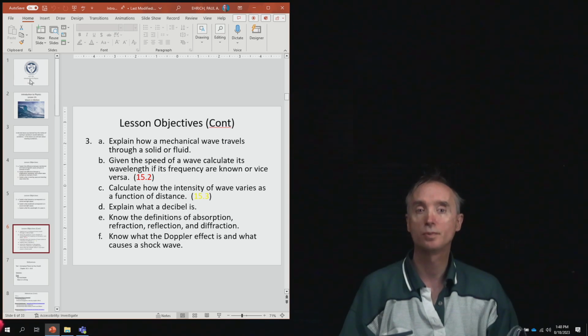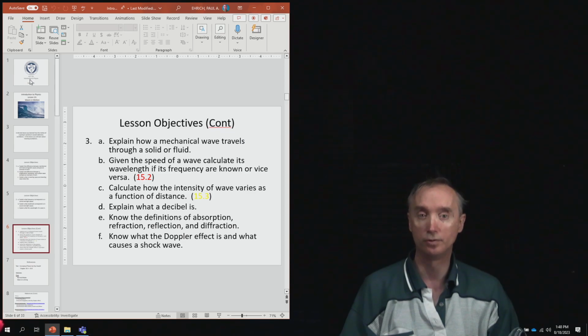Number 3, explain how a mechanical wave travels through a solid or a fluid. Given the speed of a wave, calculate its wavelength if its frequency is known, or vice versa. Calculate how the intensity of a wave varies as a function of distance.